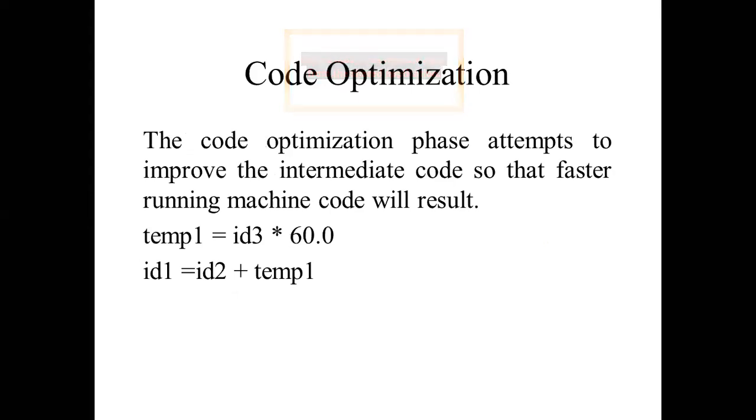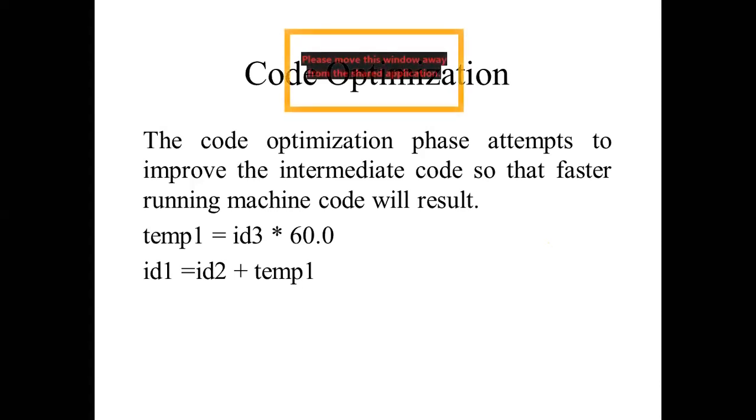After that, we will apply code optimization. That is, first we will use intermediate code generation, and after that we will use code optimization. First we reduce the number of variables and generate the intermediate code, and after that we try to reduce the code with the help of code optimization. So what is the function of code optimization?